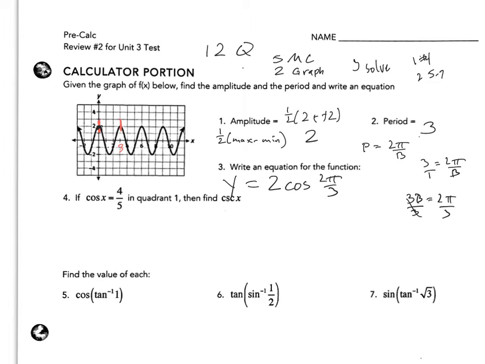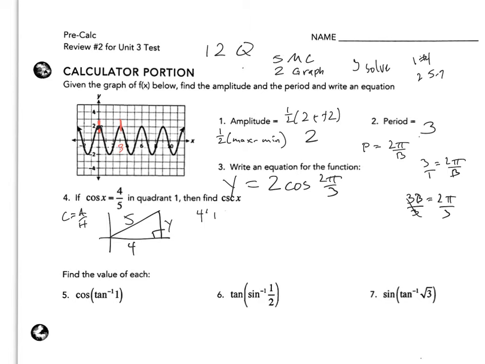For number 4, this is not on the unit circle because 4 and 5 are not numbers on the unit circle. So you're going to have to draw it. Pythagorean theorem if you need it. Cosine is adjacent over hypotenuse. Use that to label this. So this is 4, 5. Use Pythagorean theorem to find your missing side.